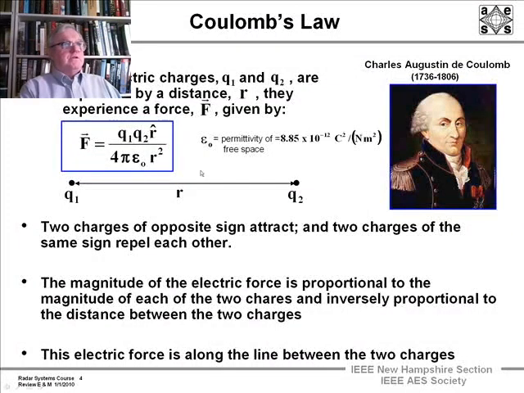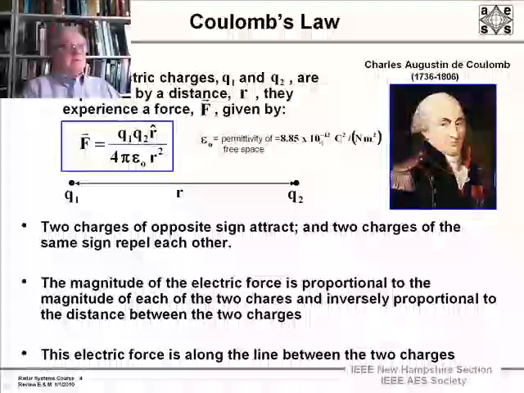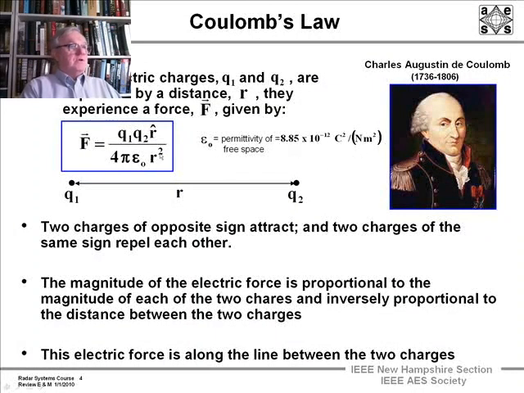Now we move on to the first of the laws, Coulomb's law, which states that if 2 electric charges, Q1 and Q2, are separated by a distance r, then they experience a force, and that force is given by the magnitude of the first charge, the second charge. The force, which is a vector, is along the direction between the 2 charges, divided by epsilon 0, which is the permittivity of free space, 8.85 times 10 to the minus 12 in these units, and divided by r squared.